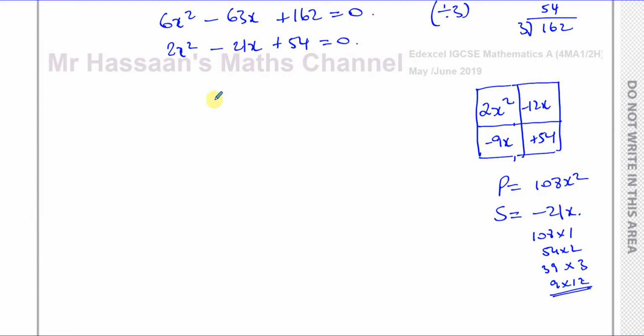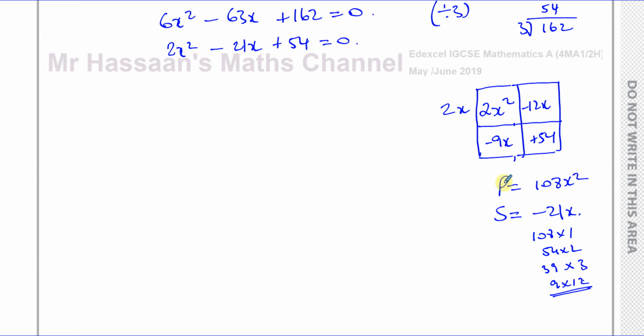If you were doing this the other way, you split the middle term: 2x squared minus 12x minus 9x plus 54. I like to use this method here. So now I'm going to take out the common factor from these two terms. It's going to be 2x. Once I've taken out the common factor from one of the rows, then I can multiply.